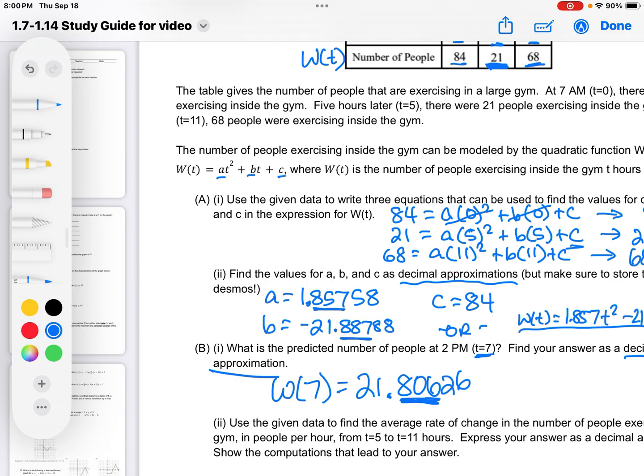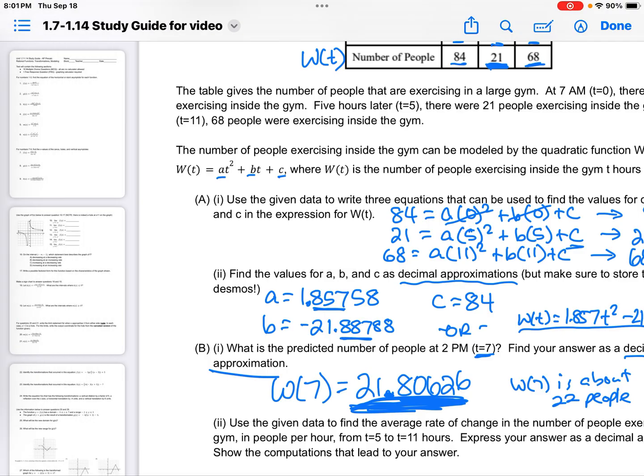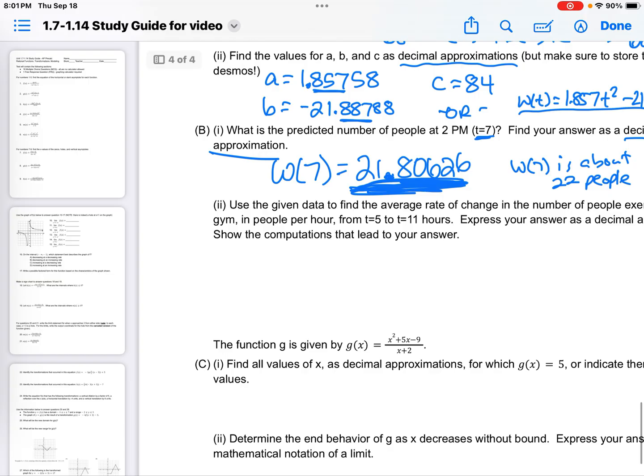And if you give this value and then say W of 7 is about 22 people, as long as we see this, you're okay. You can say it's about 22 people as long as you show this decimal approximation. If you just jump right to saying W of 7 is about 22 people and you did not put the decimal approximation, you will not earn that point. I know it sounds harsh, but that is how the AP exam does it.